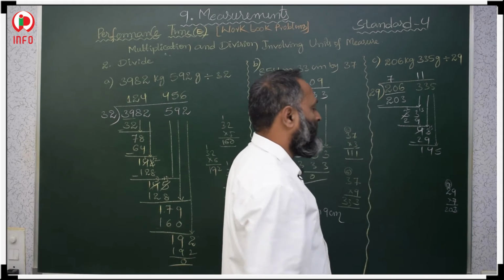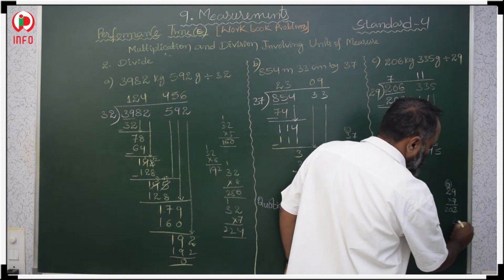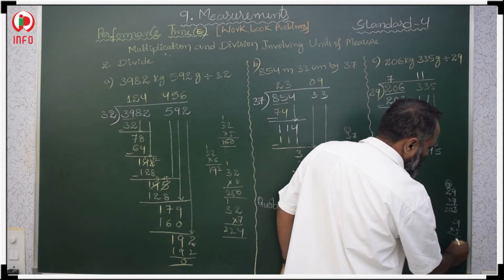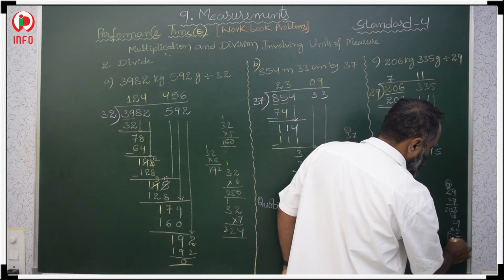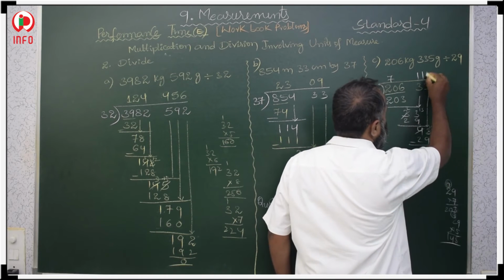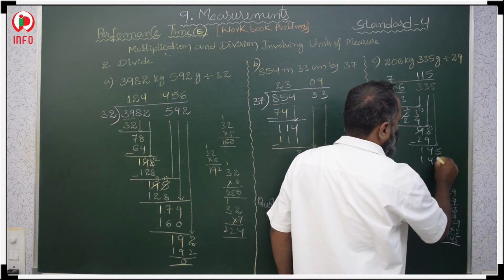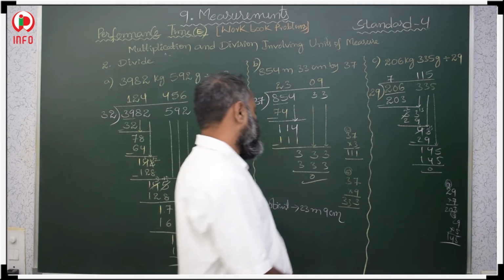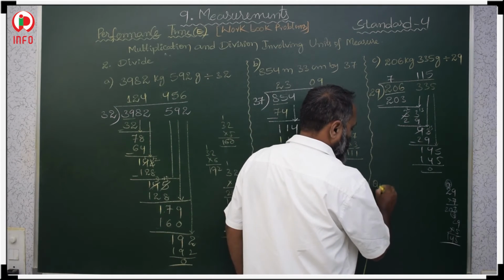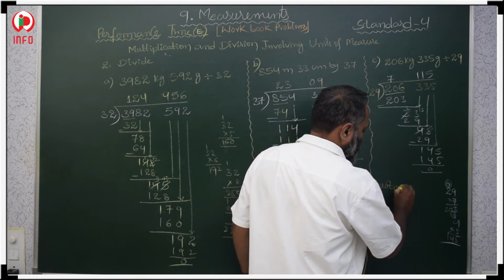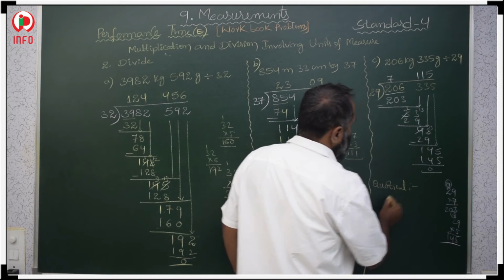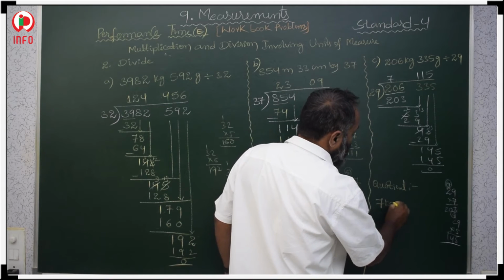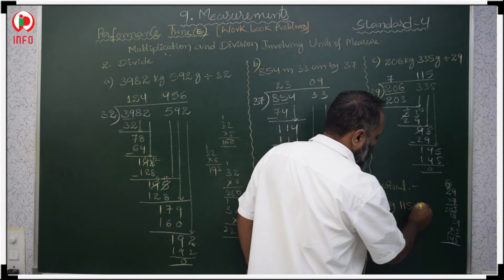145, 29 5s are 5 9s are 45, 5 2s are 10, 14, 145. So the quotient is our answer. Quotient, that is 7 kg 115 grams.